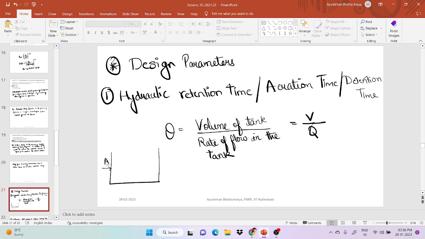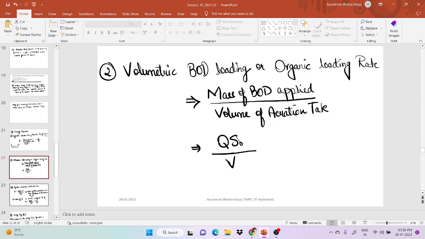This is the point A. Suppose this is the point B. The total time the water remains in this tank is known as hydraulic retention time. Now the volumetric BOD loading, organic loading. Volumetric BOD loading is equal to the mass of BOD applied per unit volume of the aeration tank. So that is Q0 S0 by V, where V is the volume.